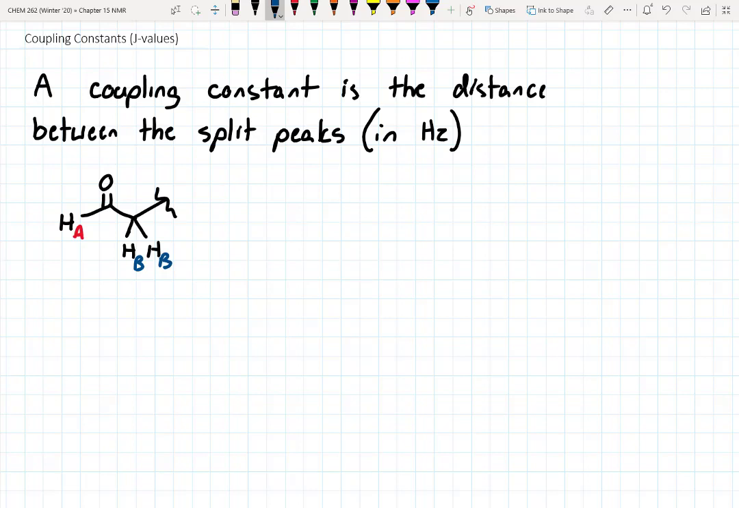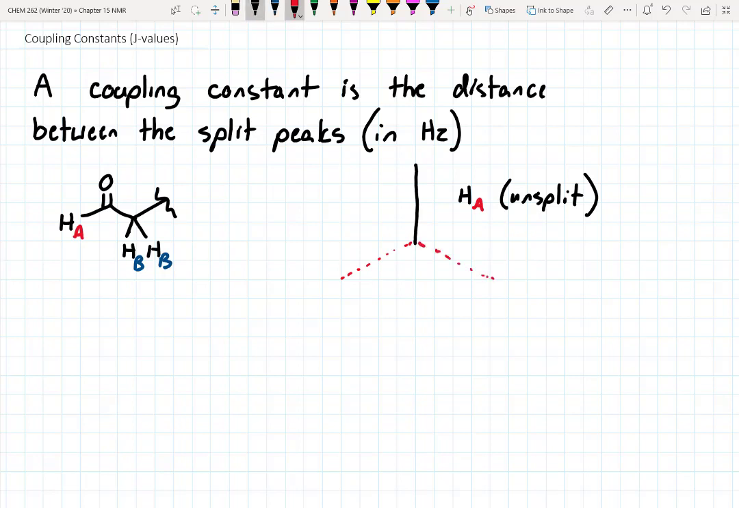All right, so now let's imagine HA. So what I'm going to do is make a solid line. This solid line is going to be my mathematical representation of HA that is unsplit. Okay, so that's basically saying I'm going to ignore my neighboring protons and just imagine in theory that this isn't split by my HBs. But we have two HBs that we know in reality are doing splitting, right? So let's imagine one of the HBs. One of the HBs is going to do some splitting. And I'm going to represent it like this.